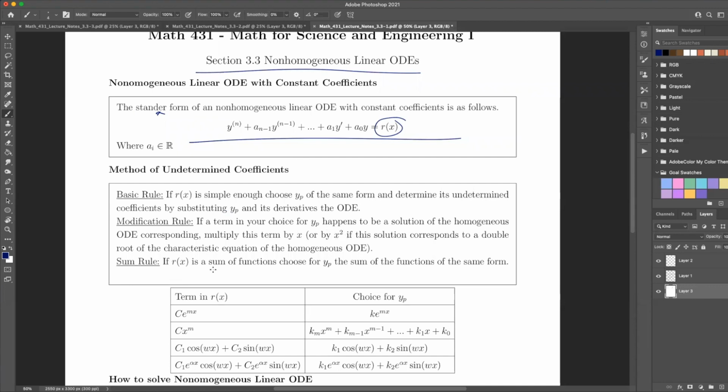And some rule, if we have two of them, like e to the x plus x squared, we're going to guess some k e to the x plus some k1 or k2, I guess, x squared plus k1 x plus some k0. So these are the rules that we'll be using. These are the same basic rules.